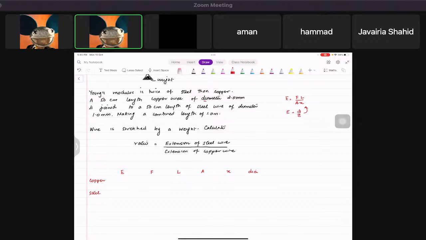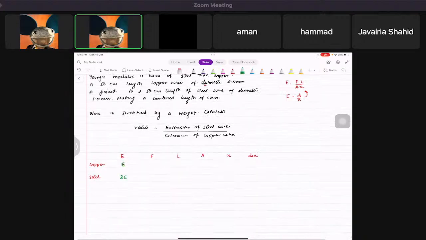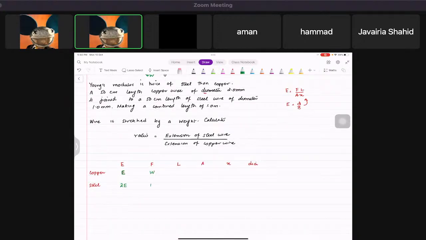Okay, now the thing is that it says Young's modulus of steel is twice of copper. So if I say Young's modulus of copper was E, the Young's modulus of steel was twice of that, 2E. Do you guys understand this? Yeah. So just like that we're going to fill that. Because they are in series, whatever the weight is acting, that would be the same on steel, same on copper. With series, the force remains the same, so we're going to write W here, W.